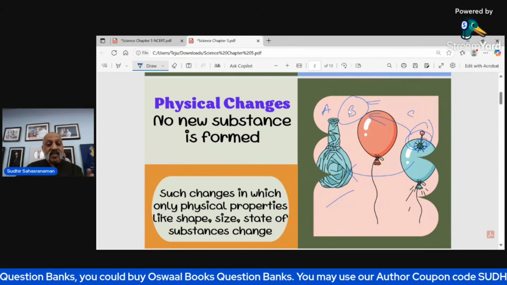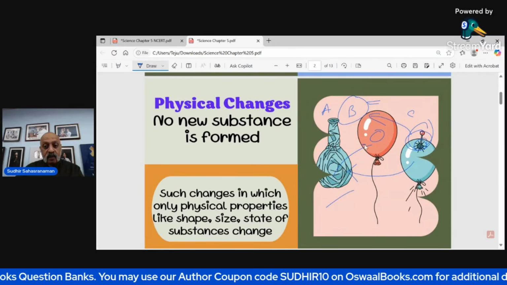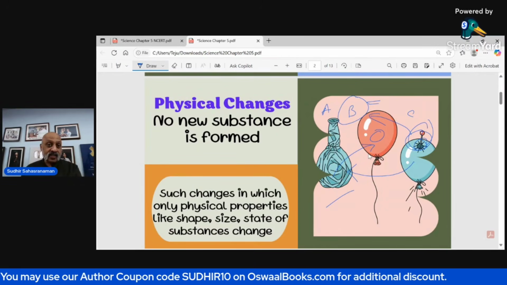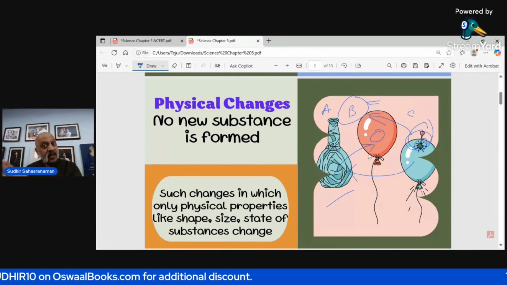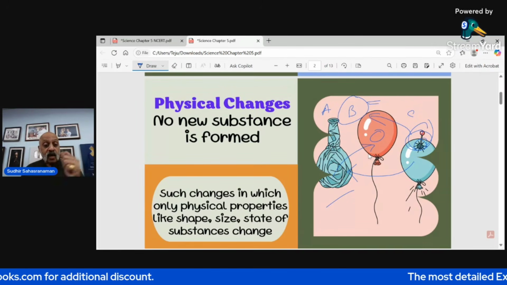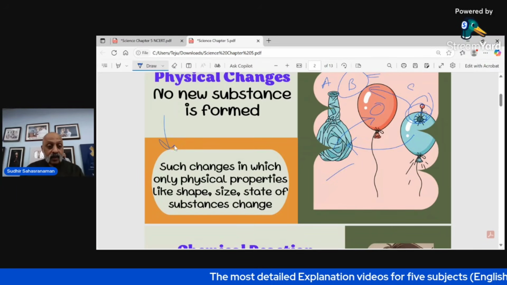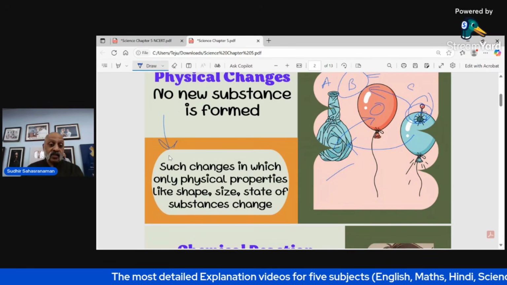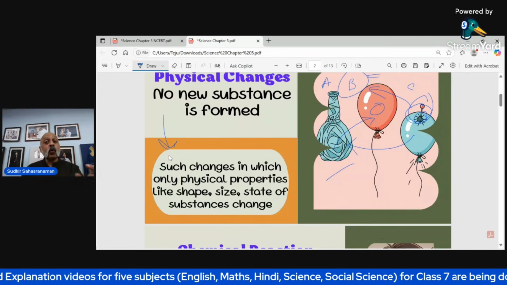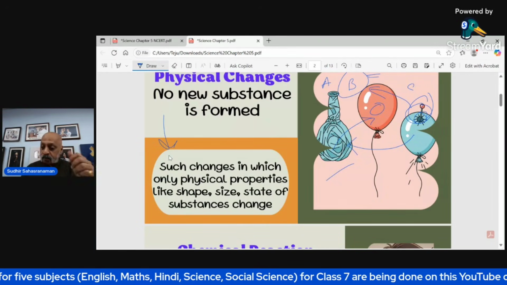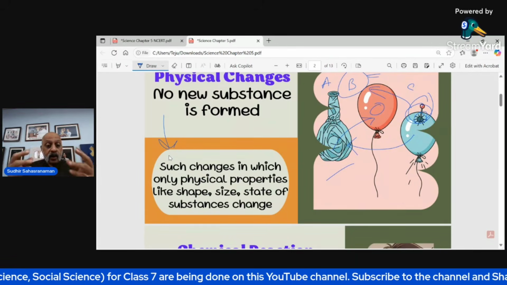So physical change is that no new substance is formed. From this, we are only filling air, but there is no change in physical substance. The substance is not changing. Just like the paper is remaining the same, only the shape is changing. So such changes in which only physical properties like shape, size, state of substance change are called physical changes. Physical changes are changes in which only physical properties like shape change, like paper turning into a boat, turning into a bird, right?